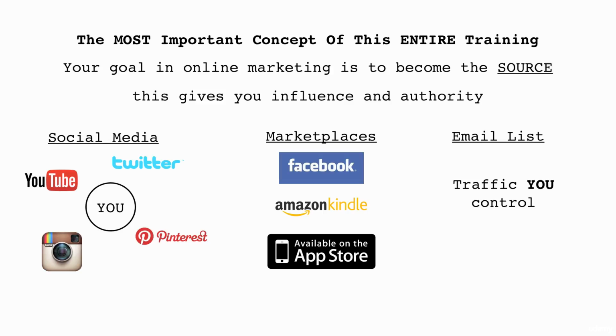Another area is the marketplaces. So, social media is one way to tap into traffic. A lot of people hang out on social media, but a lot of people also hang out on the marketplaces. One example is Facebook, Amazon Kindle, the App Store. The reason I listed these is because this is where a lot of people hang out and buy stuff. A lot of people are on Facebook. Facebook gives you the ability to market and promote your products and services to their audience through their advertising platform.